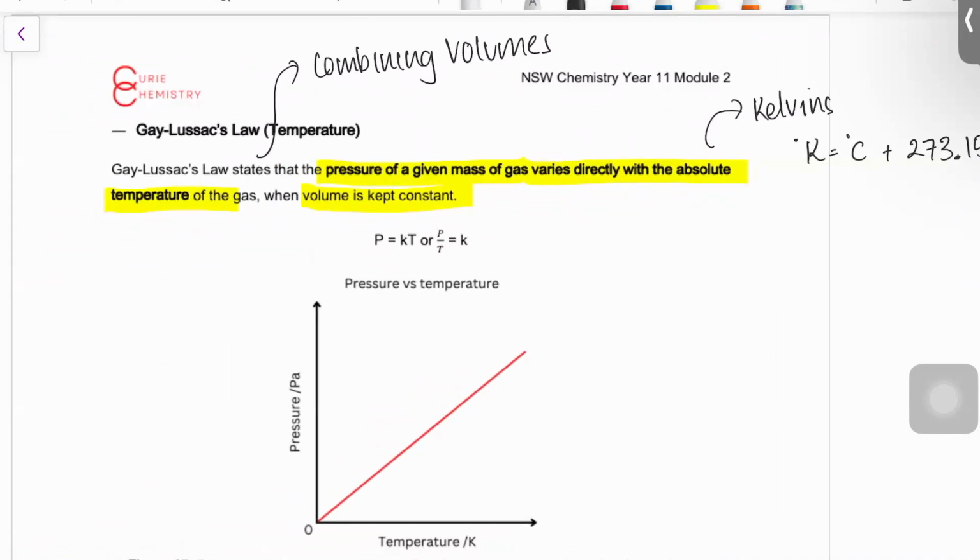You're going to get questions that still give it to you in Celsius, because when we're talking about science in everyday life, Celsius is easier to think about. But when you're doing calculations with these laws, you need to be converting Celsius to kelvins by adding 273.15. And if you want to convert from Kelvin back to Celsius, it's just going to be Kelvin minus 273.15.